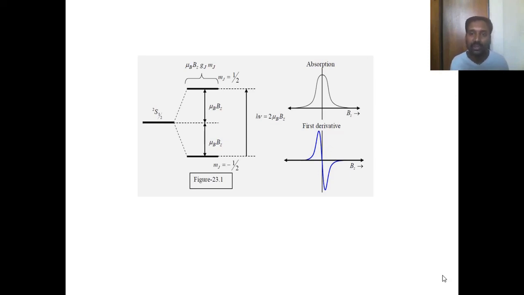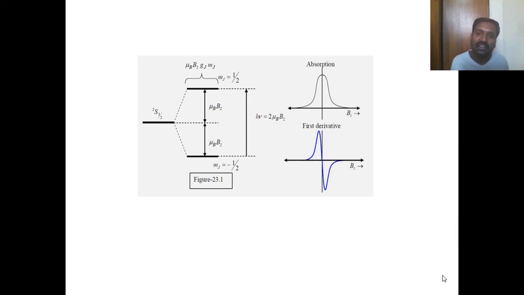So why do we do this? Because the absorptions are very broad in ESR. So we cannot pinpoint the specific value of maximum absorption when we have very broad peaks. But if we convert the same peaks into a first derivative spectrum, its center point in fact gives you the absorption maximum.